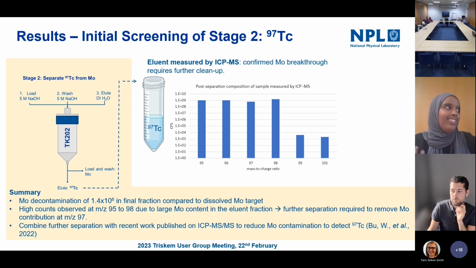And in any case, this is work in progress, so hopefully with more radiation experiments, we'll be better placed to know how to address this: the challenge of measuring Tech-97 when you have a lot of molybdenum.